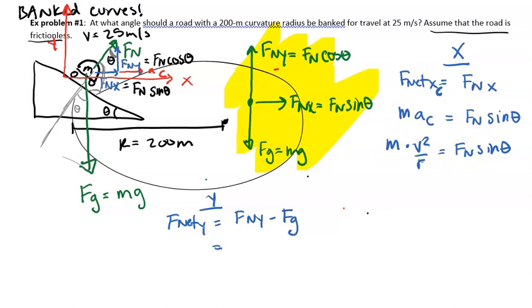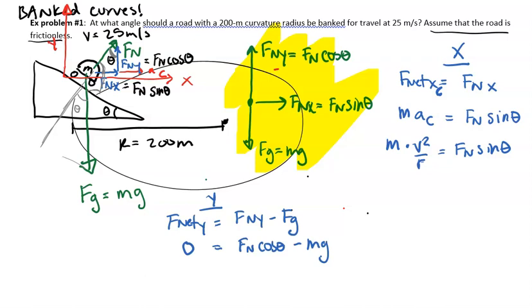Let's think about the y direction. So Fnety. It's not moving in the y direction, and it's also not moving in a circle in the y direction. So we know the net force is going to be 0. Fny we know is Fn cosine of theta minus mg. Okay, so now we have a system of equations. How can we go ahead and solve this with a system of equations?